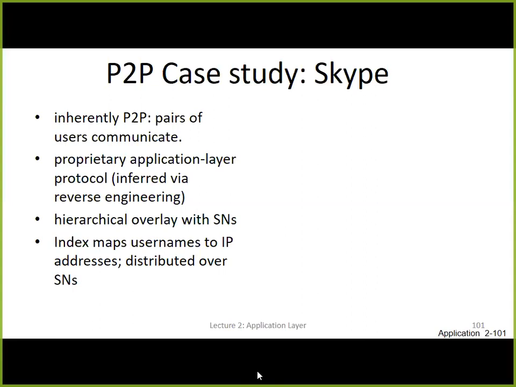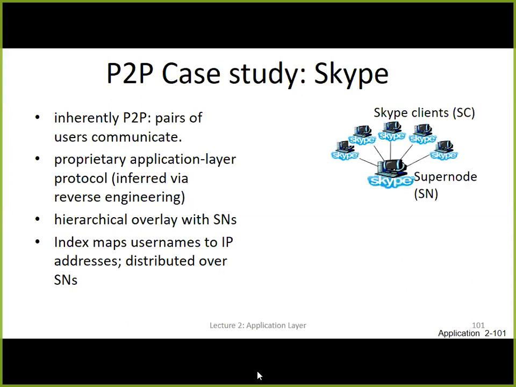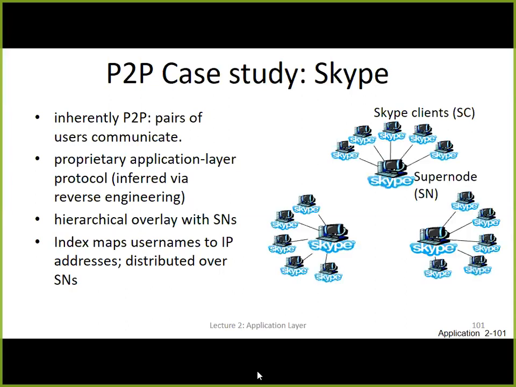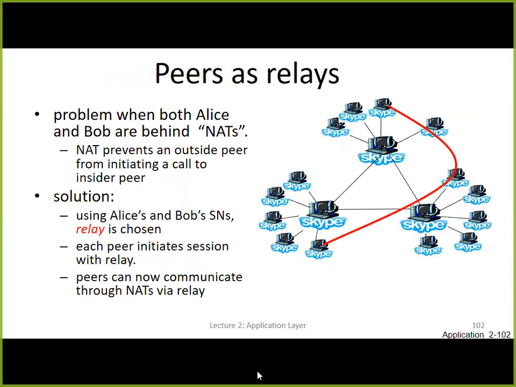With this, you're going to have an index that maps usernames to IP addresses, and this is distributed over the supernodes. So you have Skype clients, and you have a bunch of supernodes, and these supernodes talk to each other, and then you have a Skype login server. Okay. So there is a problem, as I mentioned, when Alice and Bob are behind NATs. The NAT will prevent anyone outside from initiating a call inside. They have to do something special.